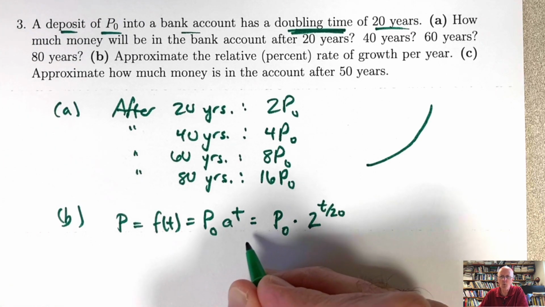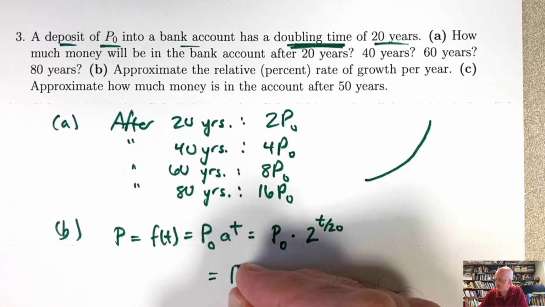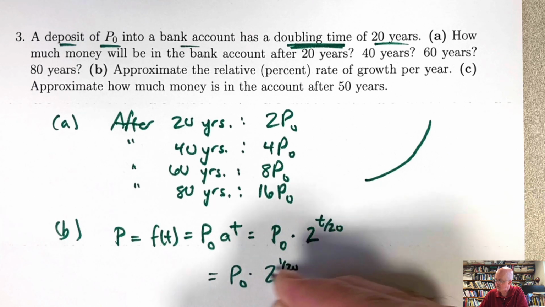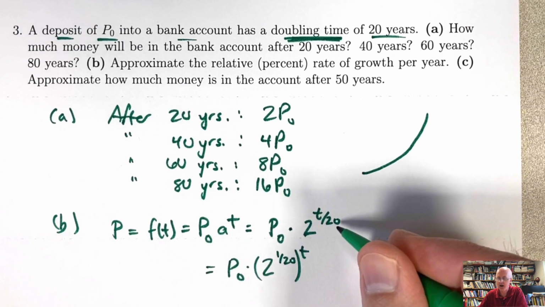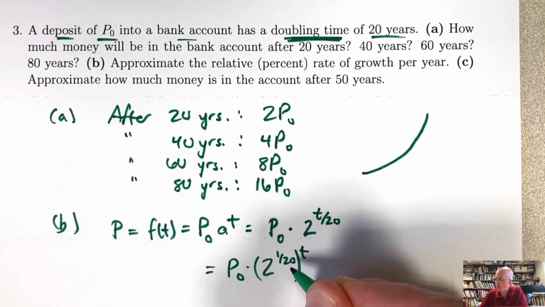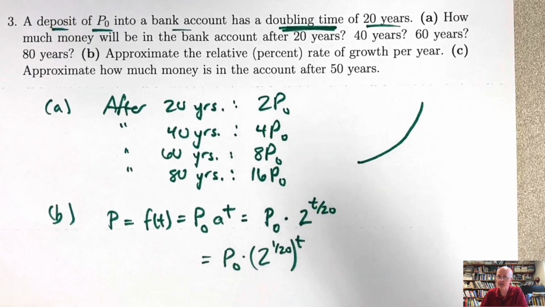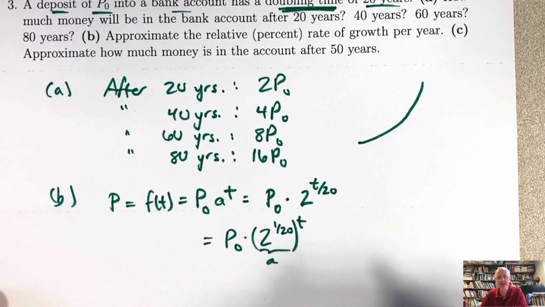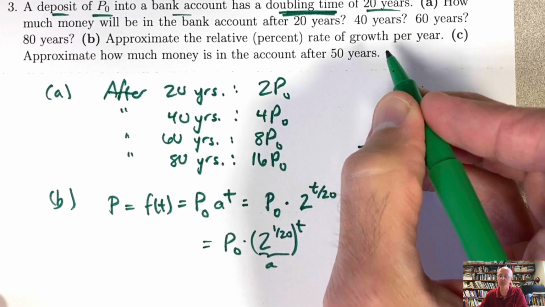And we can figure out what the a is, and that'll help us solve part B by using a property of exponents. I can write this as 2 to the 1 over 20 power, all to the t power. Why? Because to get from here to here, I would need to multiply those exponents. 1/20th times t is the same as t over 20. So again, just little tricks of the trade. Okay? So this really is the a. And then if I take that a and subtract 1 from it, that will be the r, the relative rate of growth per year. Okay, that will be the answer.